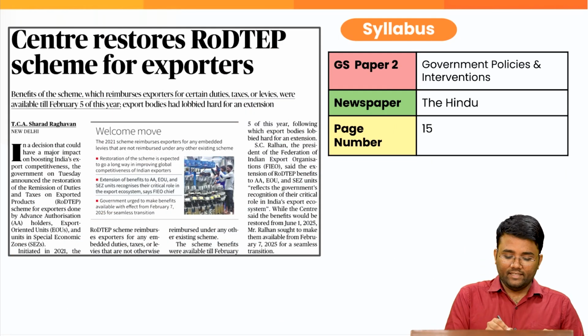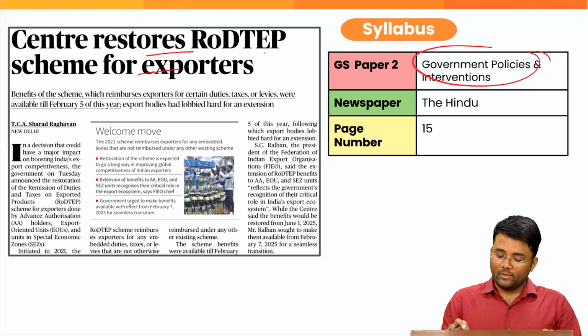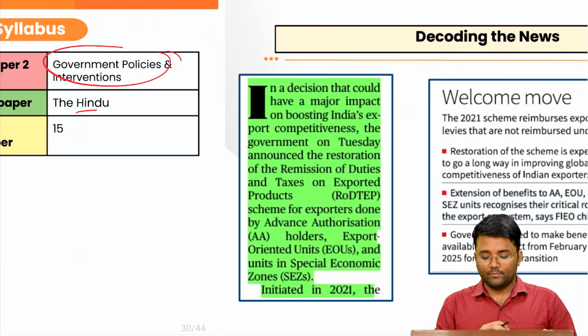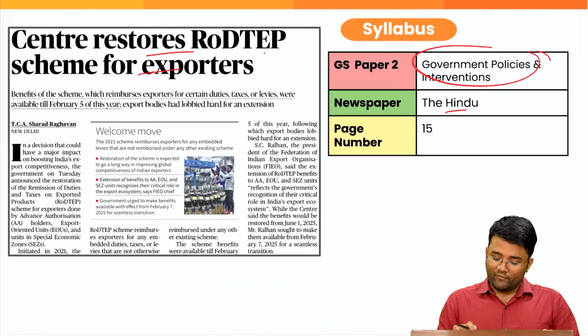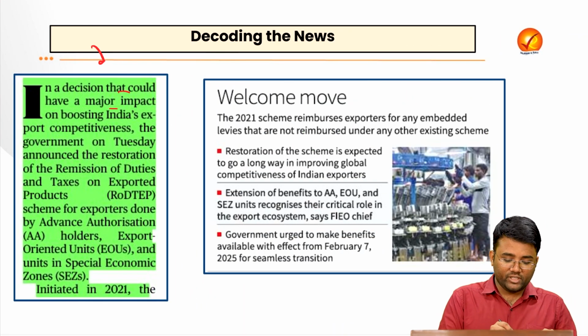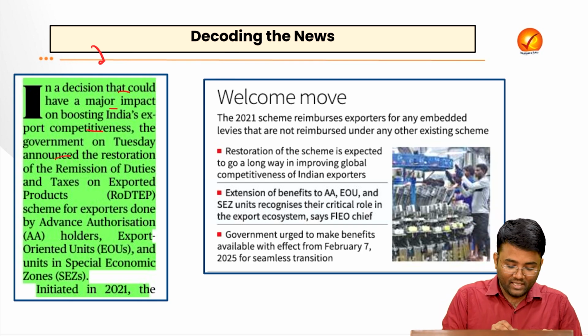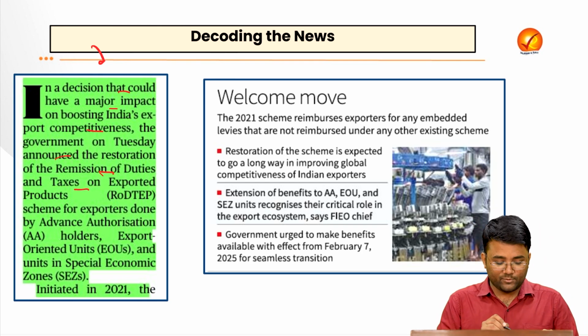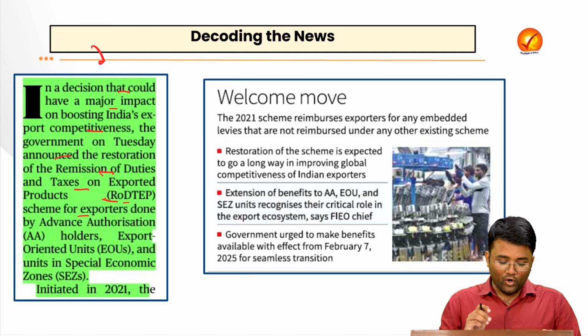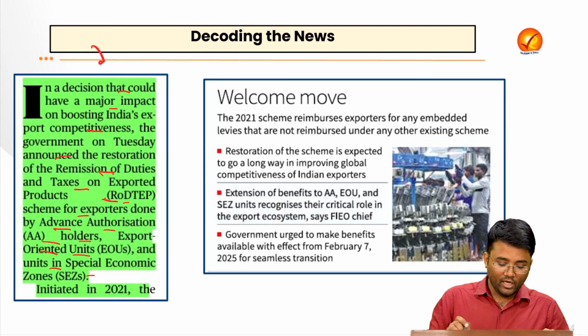Next topic is that the Centre restores the RoDTEP scheme for the exporters. This is related to your GS paper 2, government policies and interventions. This has appeared in today's The Hindu, page number 15. So the context is that in a decision that would have major impact on boosting India's export competitiveness, the government on Tuesday announced the restoration of the remission of duties and taxes on exported products, that is the RoDTEP scheme, for exports done by advance authorization holders, export oriented units, and units in special economic zones.